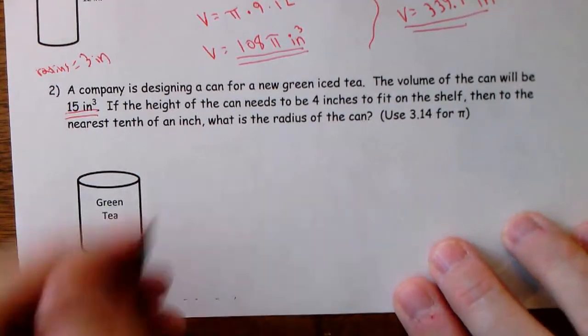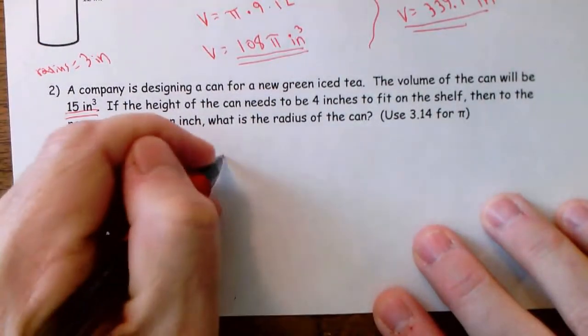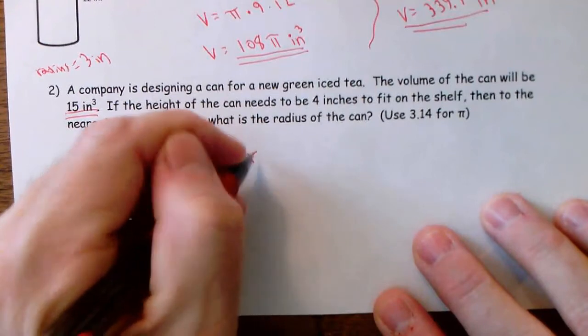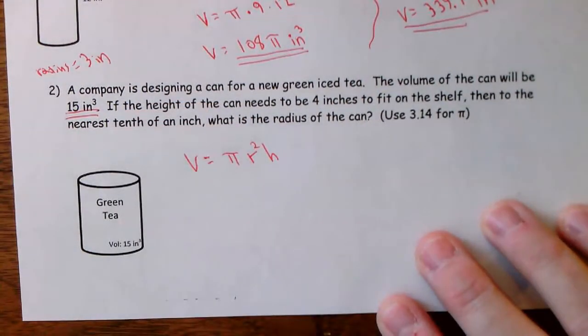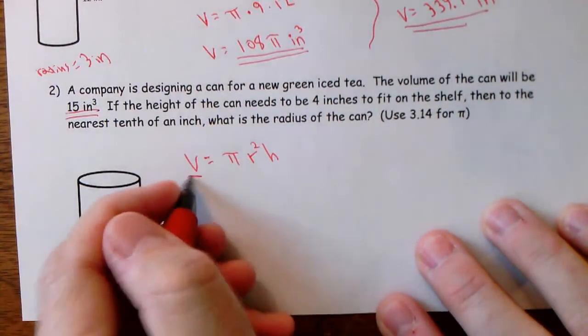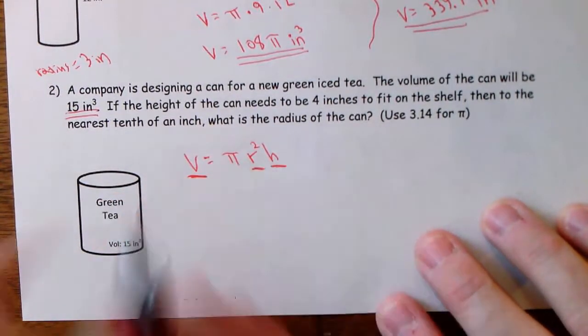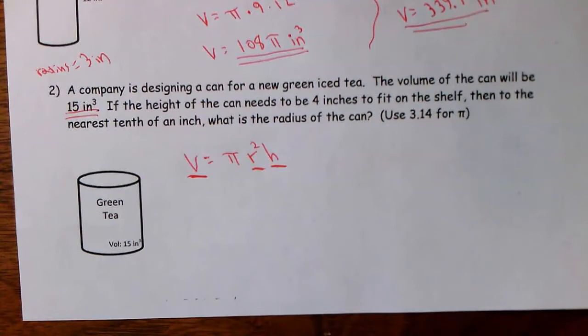So we have this formula, volume equals pi times radius squared times the height. And this formula has 3 variables in it, right? Pi is not a variable. Pi is actually a number. But it's got 3 variables in it. And if we know 2 of the 3 variables, we can substitute them in and we can solve for the third one. And in this case, we do know 2 of the 3 variables.